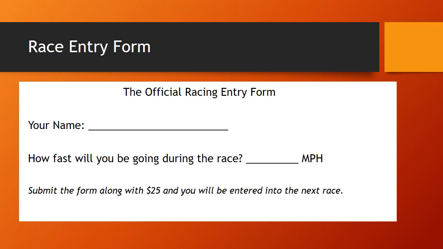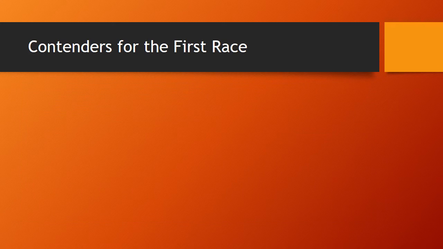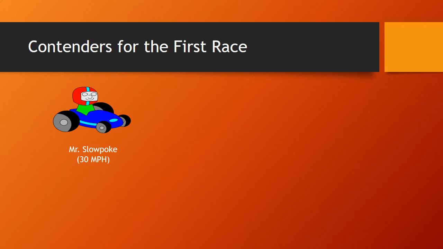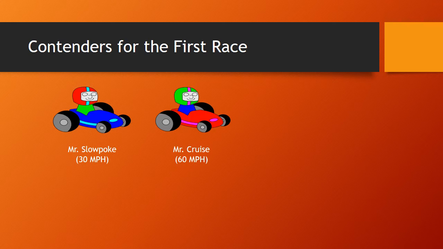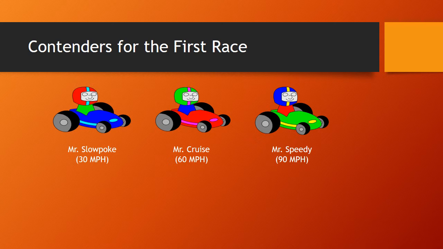For in this race, each car travels at a fixed, predetermined speed. Yeah, I know it sort of takes the suspense out of the race, but that seems to be how this community likes it. Three contenders have submitted entry forms for the morning race. They are Mr. Slowpoke, whose car is blue and goes 30 miles an hour, Mr. Cruise, whose car is red and goes 60 miles an hour, and Mr. Speedy, whose car is green and goes 90 miles an hour.